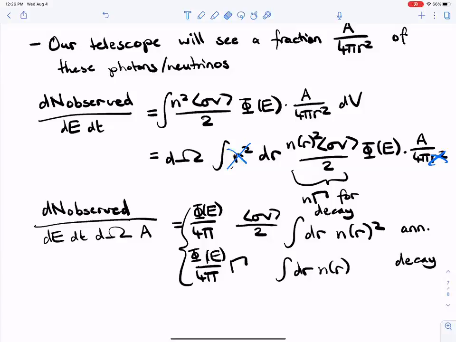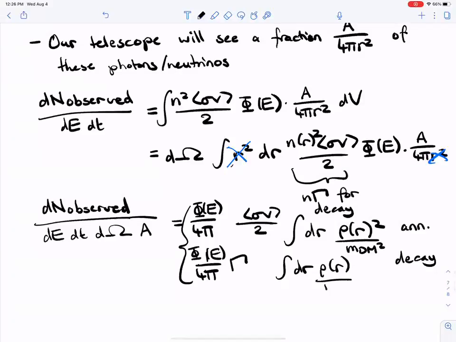We can do one other simplification because it's not actually the number density of dark matter that we measure, it's the mass density of dark matter. That's what tells us about its gravitational pull. So we can replace this n of r with the mass density of dark matter divided by the dark matter mass squared for annihilation, rho of r over m_DM. Since that m_DM is part of the particle physics of the problem, we'll just pull this out the front.